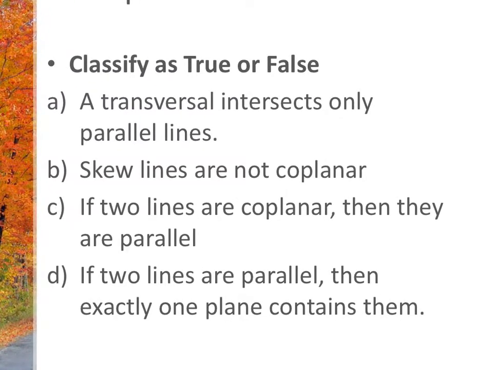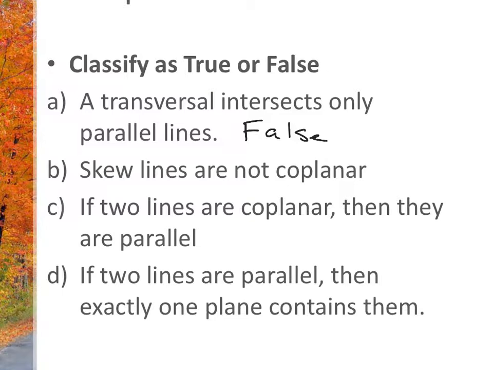So let's play a game of true or false. A transversal intersects only parallel lines. False. We saw that it just means a transversal is a line that crosses over two other lines. It didn't say they had to be parallel.